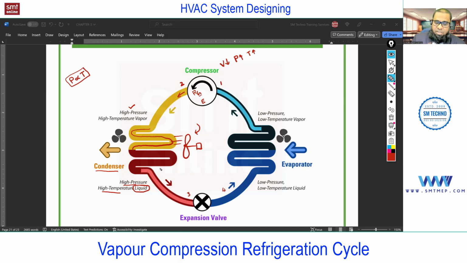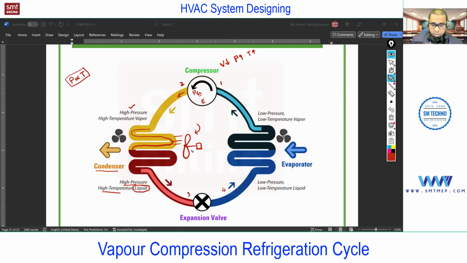Then only the change of phase is possible, right? So the temperature will remain the same. Temperature and pressure are both going to be the same, but there is a change of phase, because latent heat means at constant temperature, right? Okay. So when the refrigerant is coming out from the condenser, it's at the same temperature and pressure, but it has changed from what? Vapor to liquid. Okay.